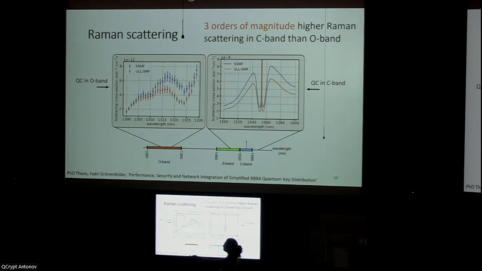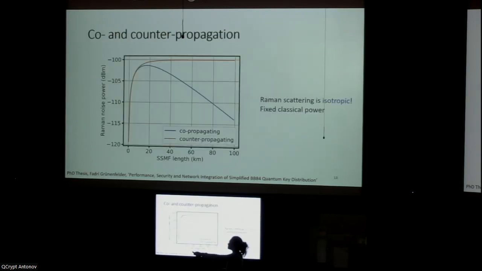So the next thing one can think about is in which directions the classical and the quantum channel propagate. Are they co-propagating, going in the same direction? Or are they counter-propagating, going in opposite directions? The Raman scattering is isotropic, meaning that we would have as much forward scattered light as backward scattered light. So here we have the Raman noise power as a function of the length of the fiber. At very short distances, the amount of noise power in the co-propagating and counter-propagating case is essentially the same.